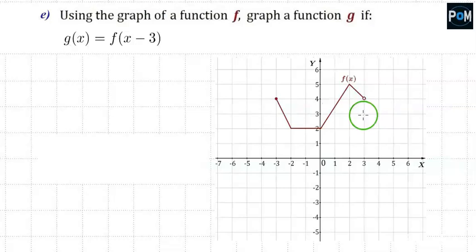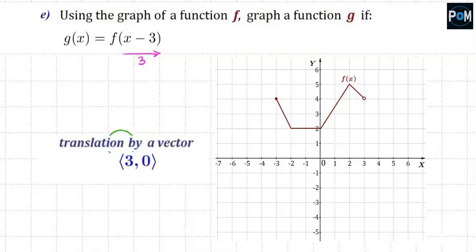Another example is this. We have the graph of function f, and we need to draw function g, which is given in this way. The changes are in parentheses. There's minus 3 in parentheses here, so we move horizontally. And since it is minus 3, we move 3 to the right, contrary to what one might think. That is, we move by the vector 3, 0. We need to catch those appropriate points and move this whole function that we have here 3 units to the right.